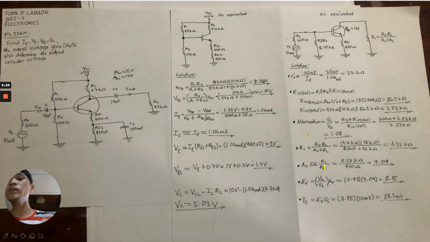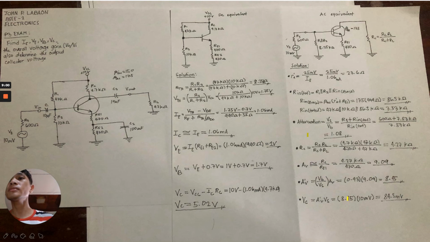Now, we will get the overall voltage gain, which is the reciprocal of the attenuation times the amplifier voltage gain. So this is going to be the formula: base voltage over source voltage times the AV, which is equal to 0.93 times 9.09. So we get 8.45 for our overall voltage gain.